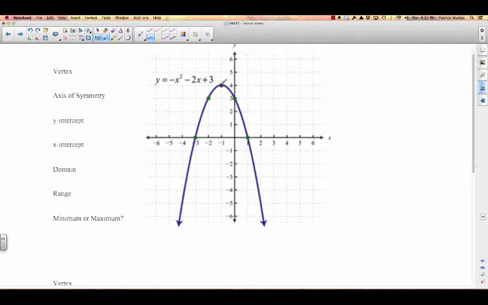Well, that's not bad at all. Here's the vertex right there. What's that point? Negative 1, 4. I'm finished. Hey, that was pretty easy.